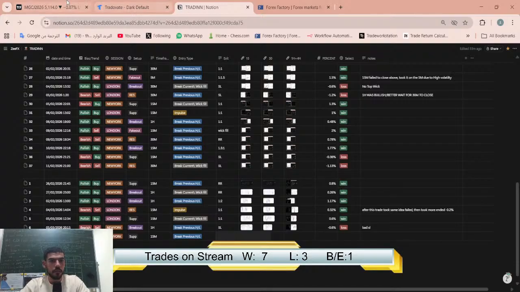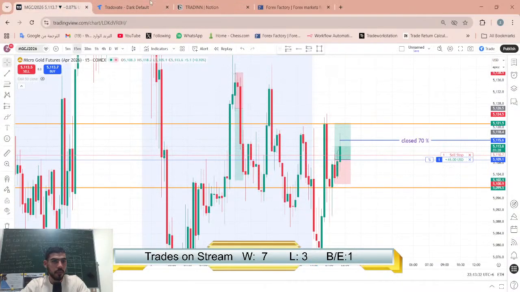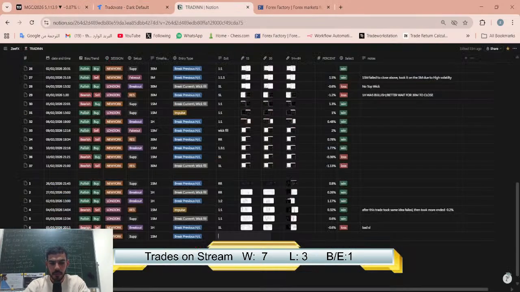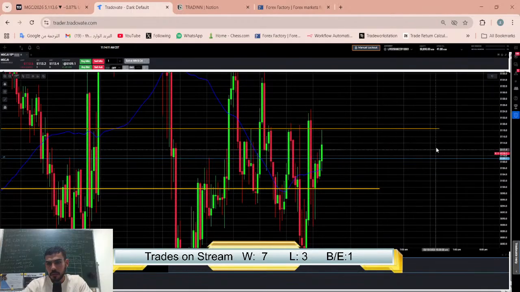Just going to journal my trade. It was about 1 to 1. I believe I secured almost 1 to 1. Let me upload the pictures. Oh, we are in March already.